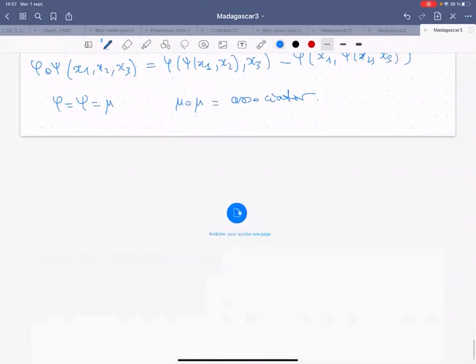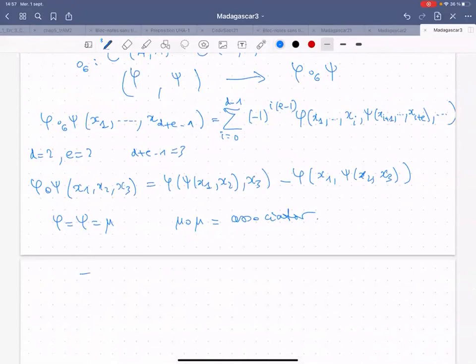Now the second operation is denoted by the bracket, and let us add also G for Gerstenhaber. And again here, it's a map going from C^d(A,A) times C^e(A,A) into C^(d+e-1)(A,A).